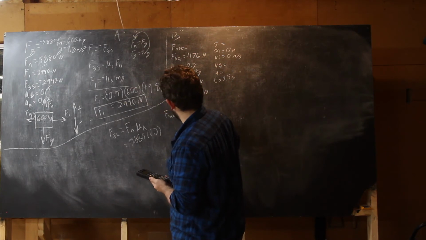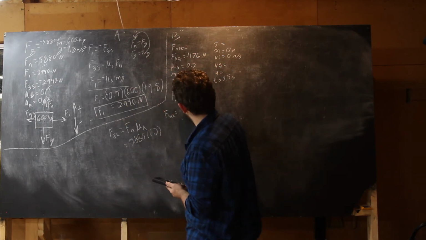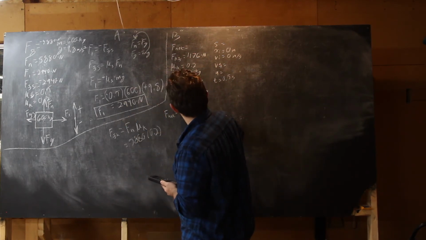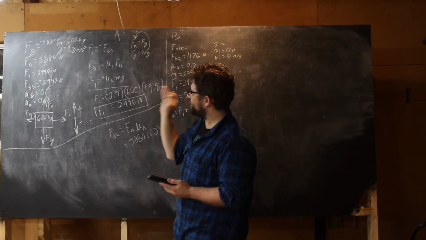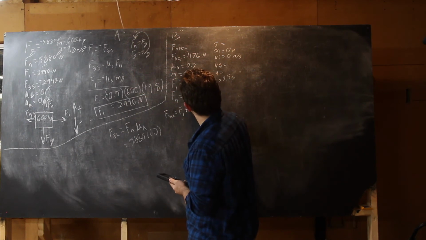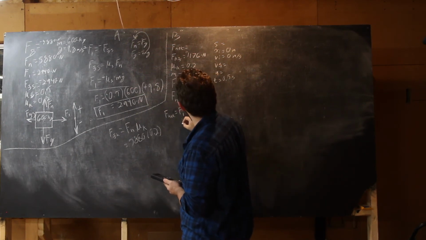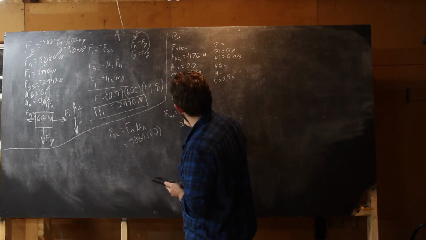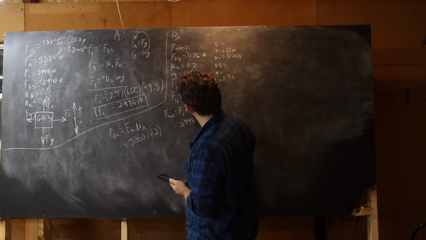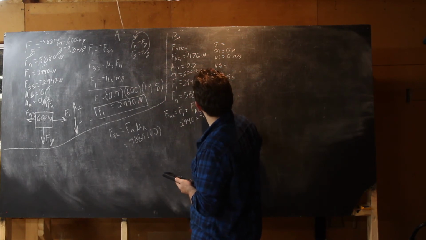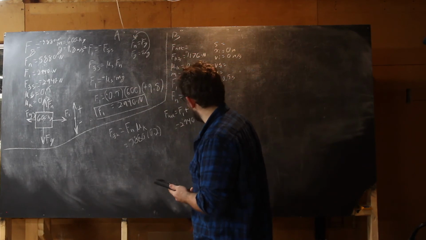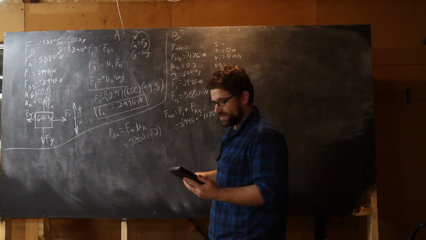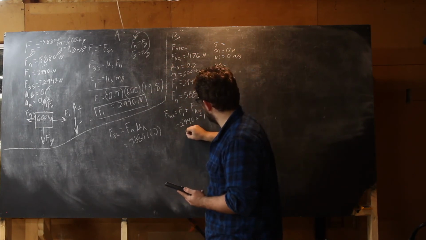And then our F net is just an addition equation. It's just adding these together. So our F net is going to be our F1 plus, let's say that's negative because it's going that direction, plus FKF. Okay, so F net is 2940 plus a negative 1,176. Okay, what is that equal to? That's going to get us 1764.